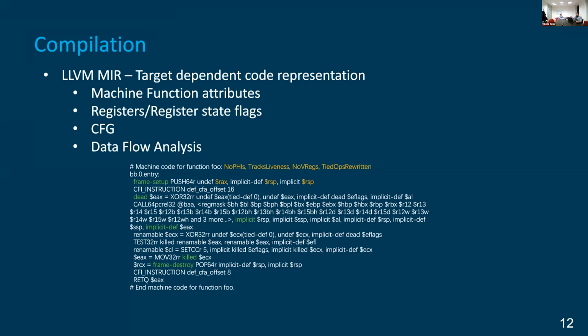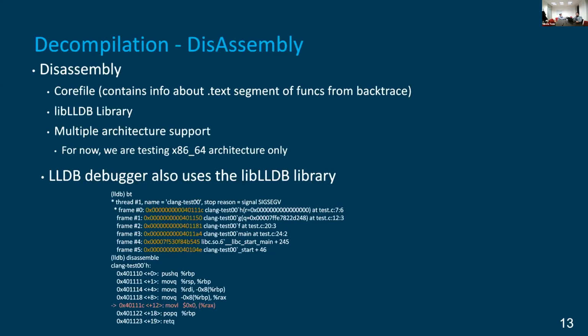So we use LLVM machine IR for our analysis, and I will talk about the motivation for that in a minute. Next slide, please. As a first step of the decompilation process, the tool performs the disassembling part. The core file contains text segments for all the functions from the backtrace. So at the end of this step, we have assembly instructions for each of those functions.